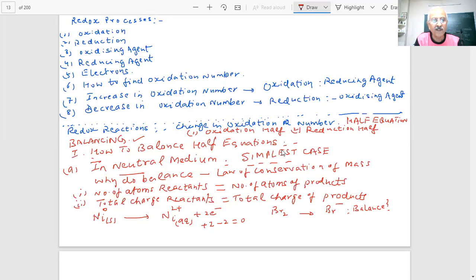What do you have to balance? I have already given you two things here. These are the simplest cases we are taking, students. There is no oxygen, hydrogen, or water. There is no acid or base. So what should be the problem? Nothing. Okay.